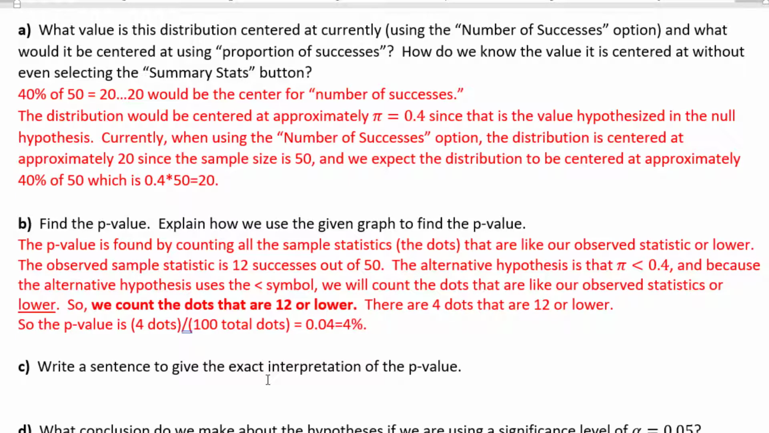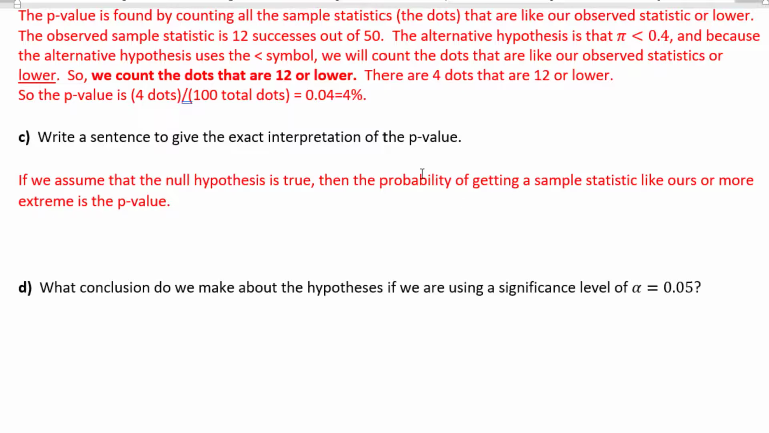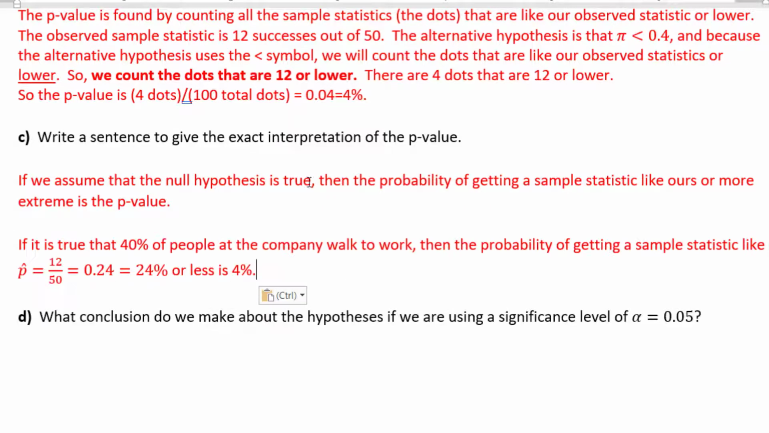Next, we need to write a sentence to give the exact interpretation of the p-value. To do that, we use the definition of p-value, which is as follows. If we assume the null hypothesis is true, then the probability of getting a sample statistic like ours or more extreme is the p-value. Now we just need to take that definition statement and replace all the little pieces with the exact values and the context from this particular problem.